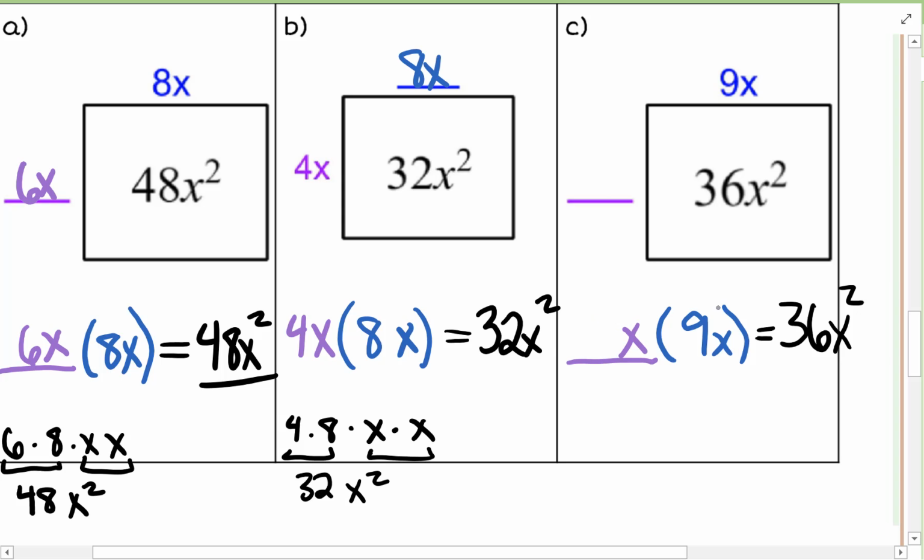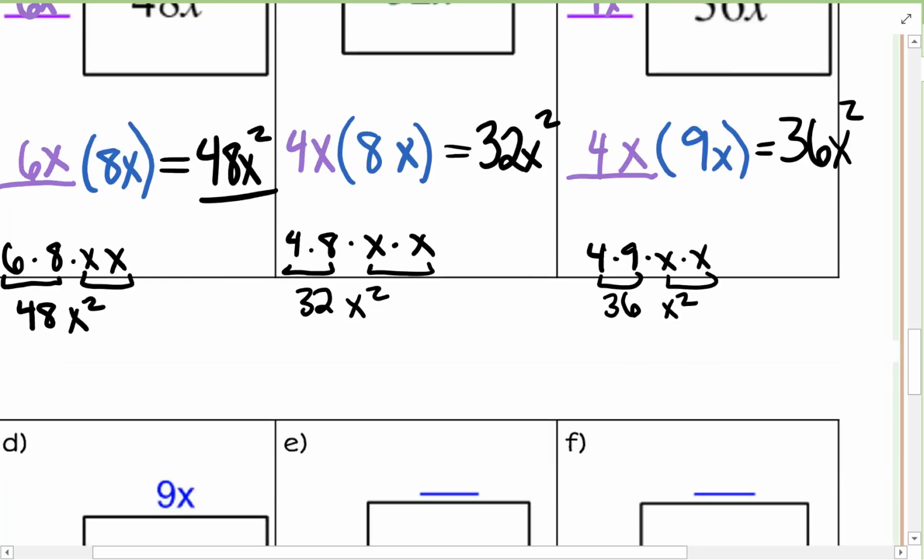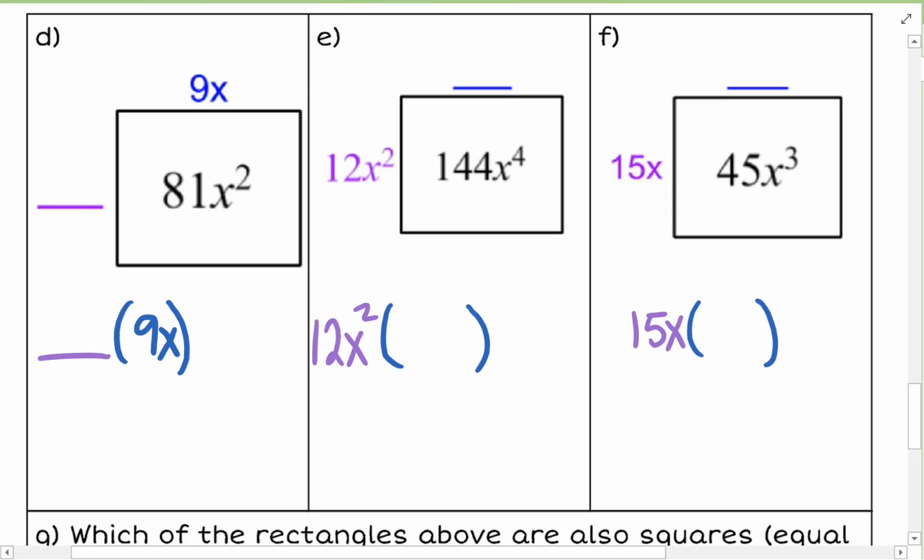And then what number times 9 gives you 36? That is 4. Is 4x times 9x 36x squared? Yes, it is. 4 times 9 times x does give you 36, and then x times x is, of course, x squared.